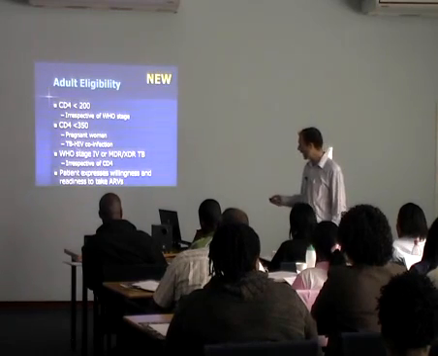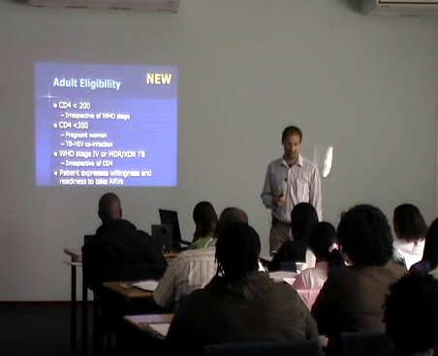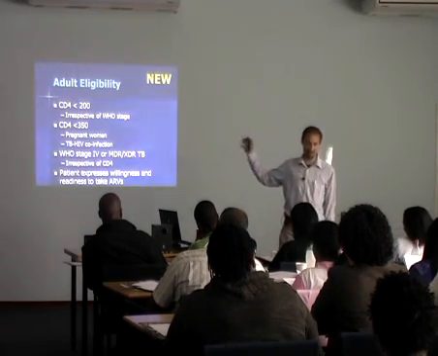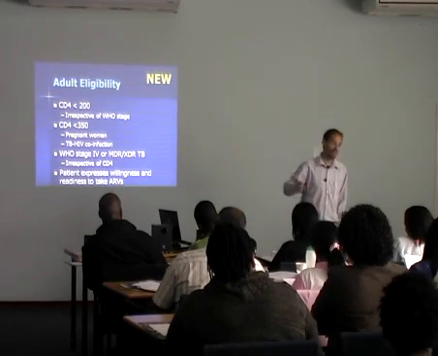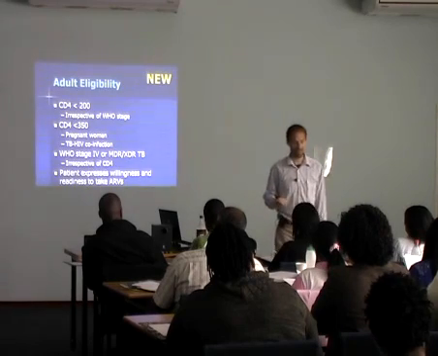And stage 4, any adult with stage 4 disease should start ARVs. It does not matter what their CD4 is. If their CD4 is 500, yet they have TB meningitis, which is stage 4, they should start ARVs. Okay?